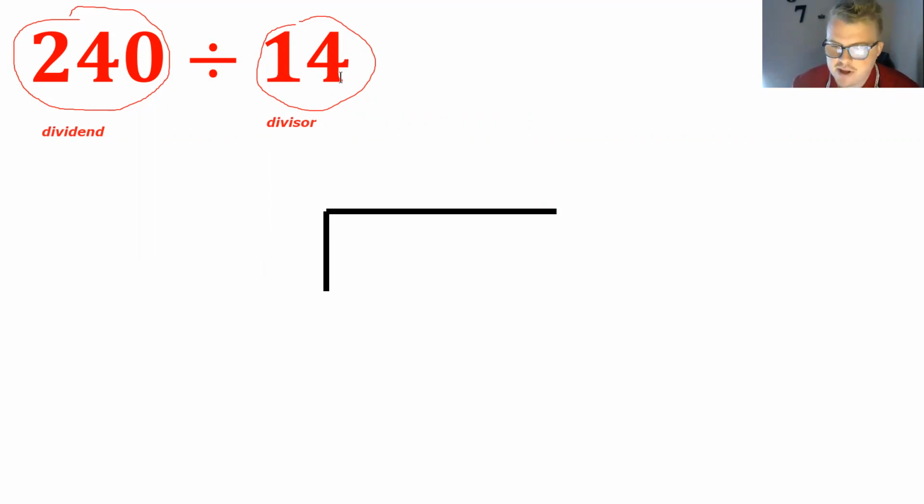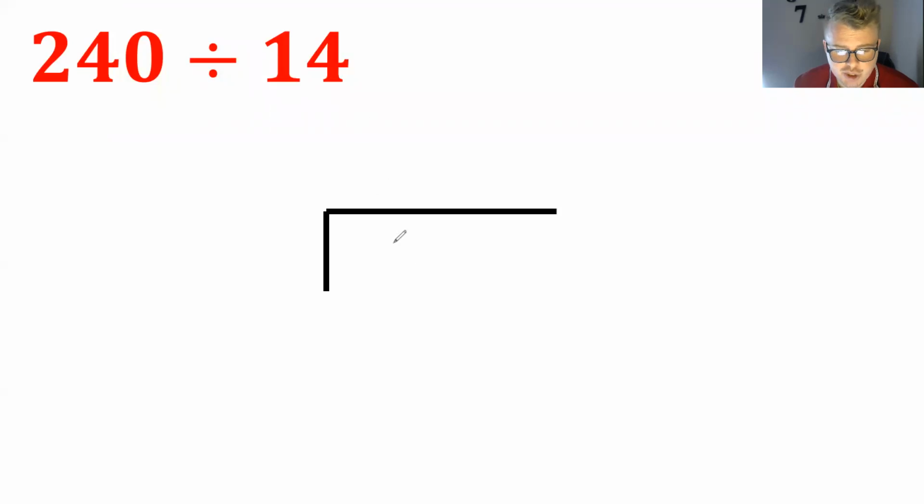Okay, so firstly, what I need to do is bring both these numbers into this bus stop. So the number that goes inside the bus stop, as you know, is the bigger number. Well, not always the bigger number, but in this case, it's the dividend. So 240. And then on the outside of the bus stop over here, we put the divisor. We put the number 14. So 1, 4.